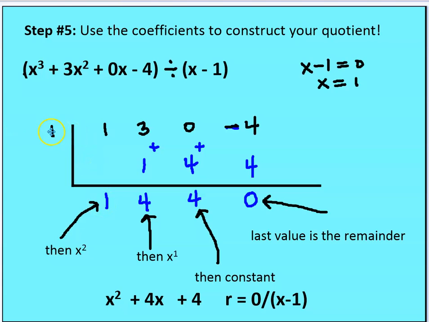All right, so we had that linear factor. We drop the coefficients down, placeholder for 0. First we drop this 1 down, then we multiply 1 by 1 to get 1. Add them together. 4 times 1 to get 4. Add them together. 4 times the sum. 4 times 1 is 4. Add them together. This value is the remainder. It would go over the linear factor as a factor, x minus 1.